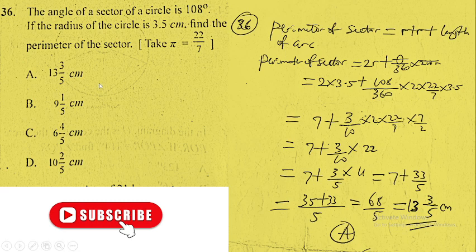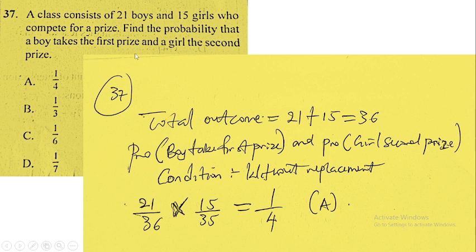So question number 37 now is on probability as well. As you can see on the screen right now, a class consists of 21 boys and 15 girls who compete for a prize. Find the probability that a boy takes the first prize and a girl takes the second prize.